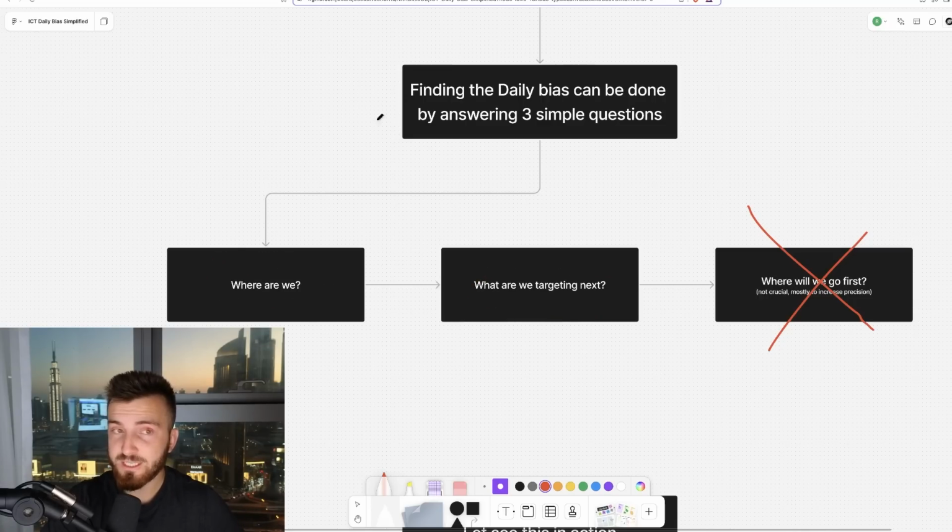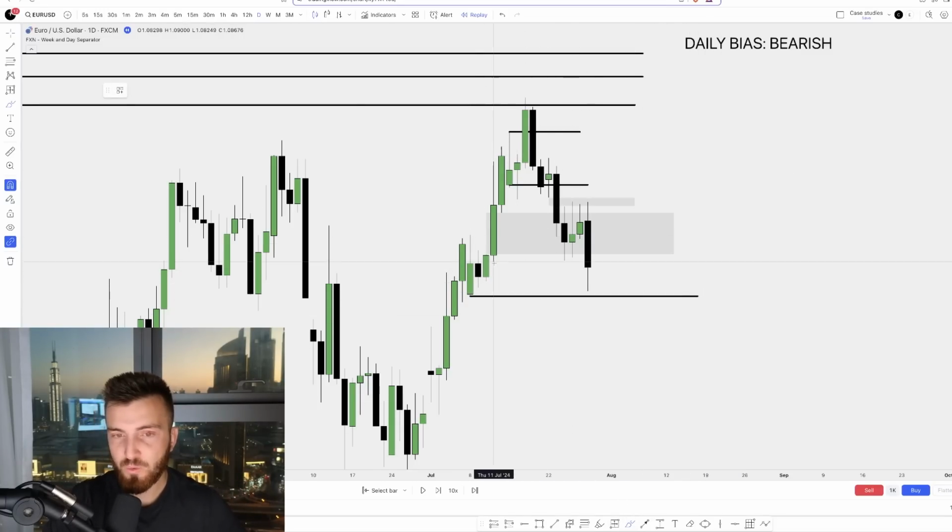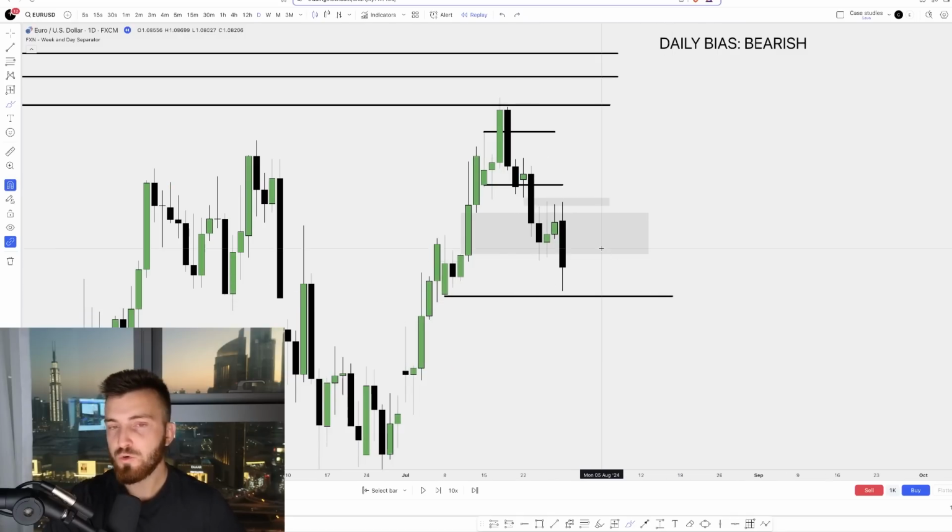What are we targeting next? Well, we are targeting the next PD array, right? So we've just tapped the order block. So after the order block comes the low, right? So notice what we did here. We market shifted. Then what is the next target? Well, the next PD array on the daily, the fair value gap. Then the close of the fair value gap. Then the order block. Then the low, right? So this is what you do in terms of targets.